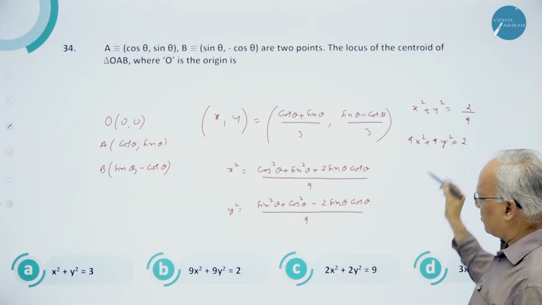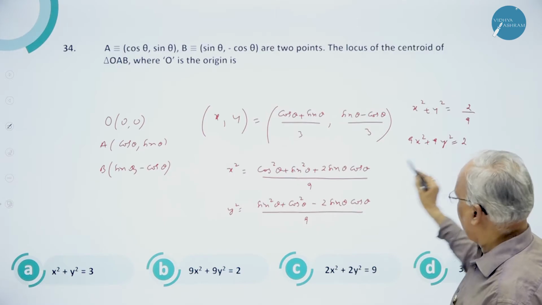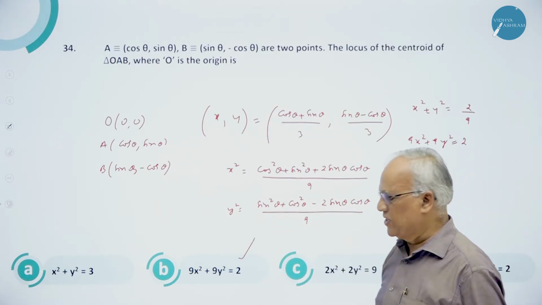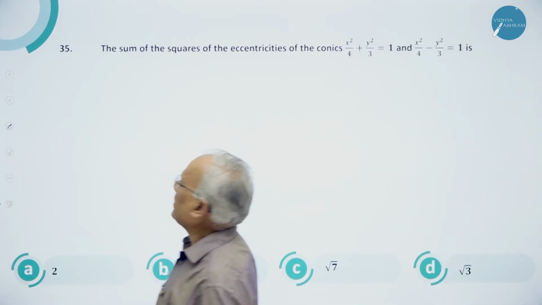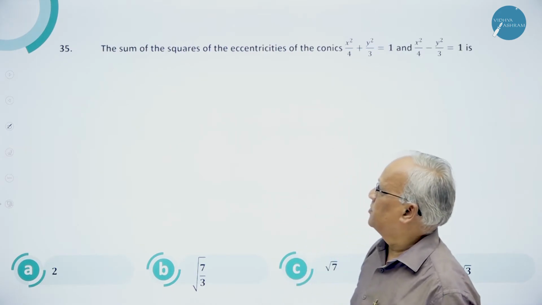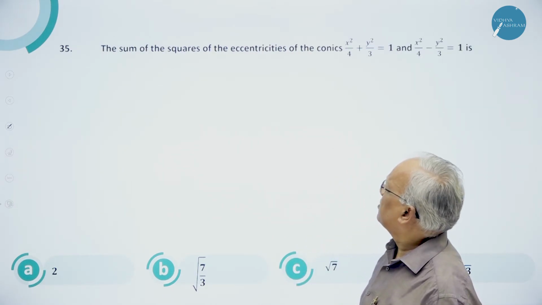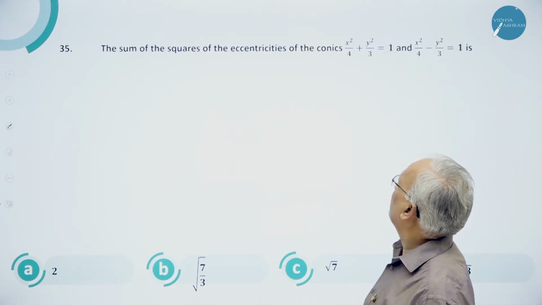Check all the options and see which formula the answer matches. Yes, it is 9x squared plus 9y squared is equal to 2. That is the centroid question. Next question.